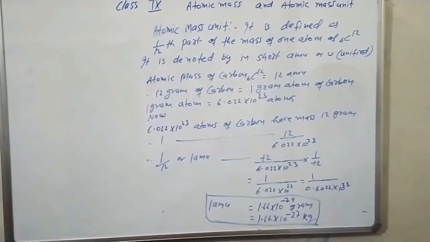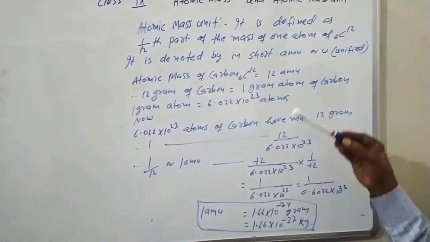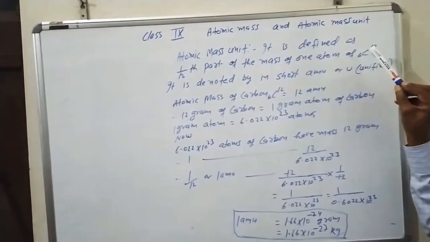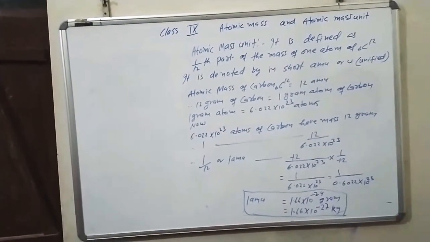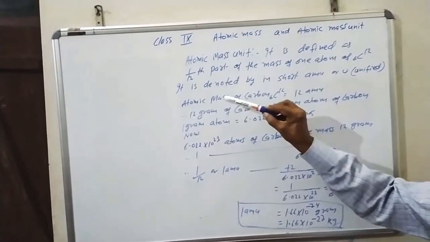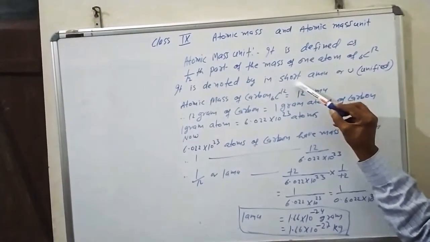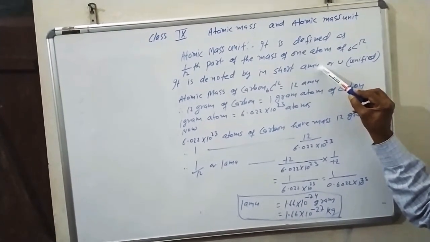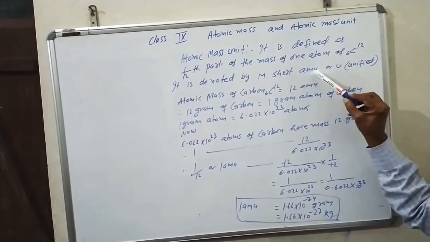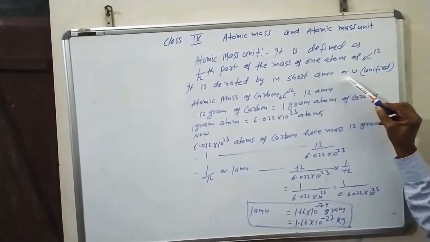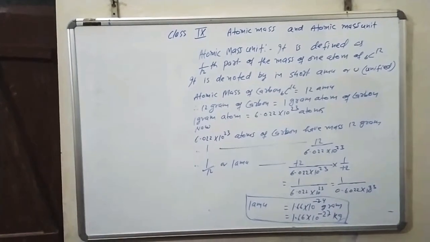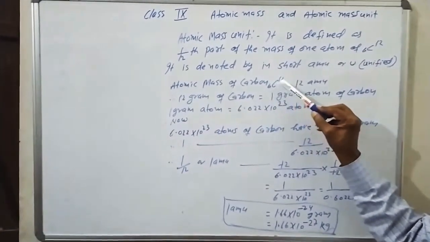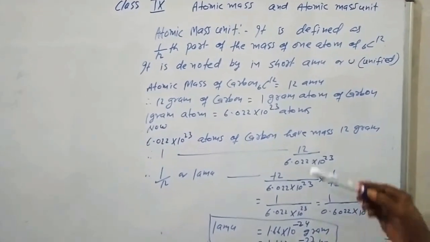So atomic mass unit can be defined as 1 by 12th part of the mass of one atom of isotope carbon 12. It is denoted in short as AMU. A means atomic, M means mass, U means unit. Atomic mass unit, in short, AMU, or u unified. See here, atomic mass of carbon isotope 12, I have just told you, is 12 AMU.